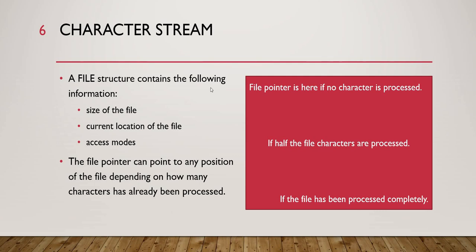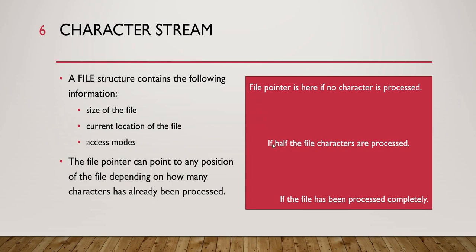The FILE structure contains this information: the size of the file, the current location in the file, and the access mode, for example read mode or write mode. The location in the file can be anywhere. Whenever you open a file, it usually points to the very beginning of the file. As you can see in the figure on the right, the file pointer is here if no character is yet processed.